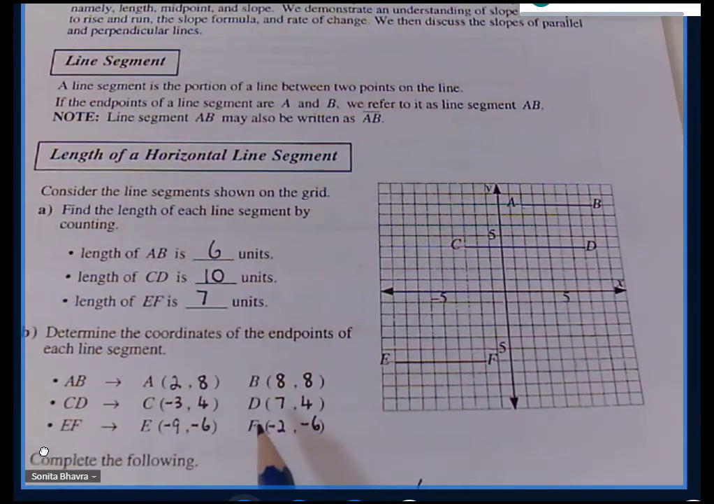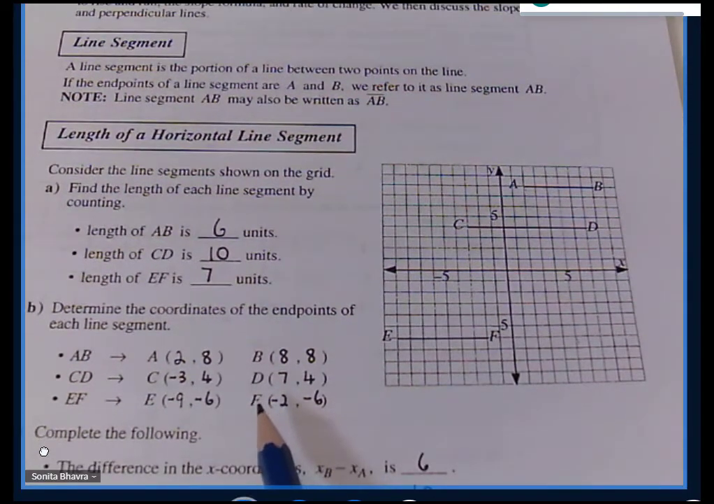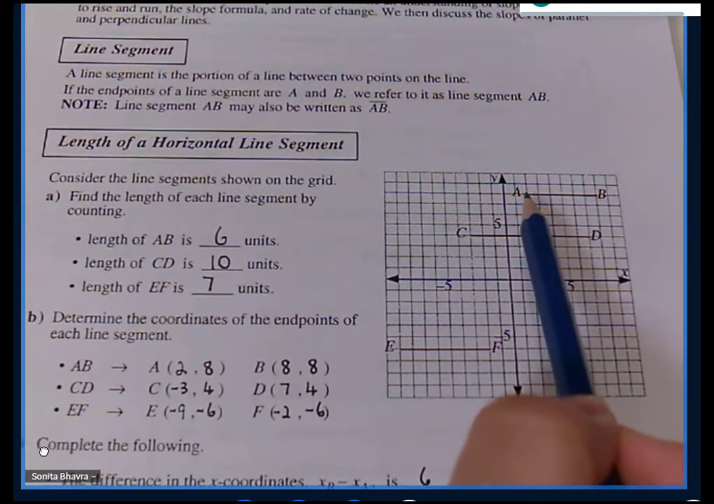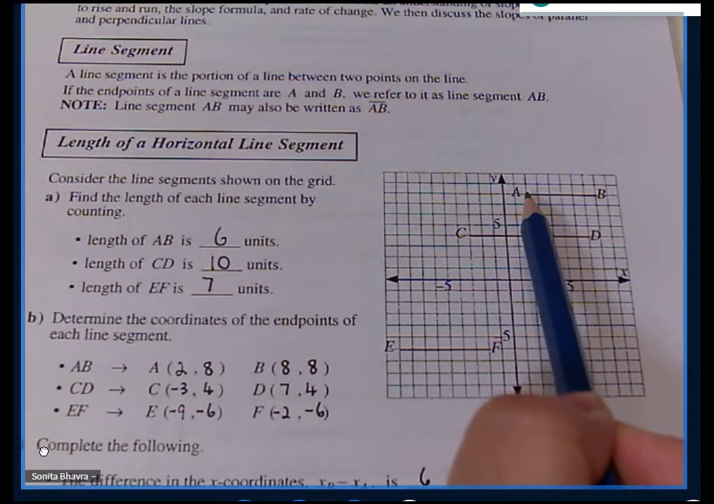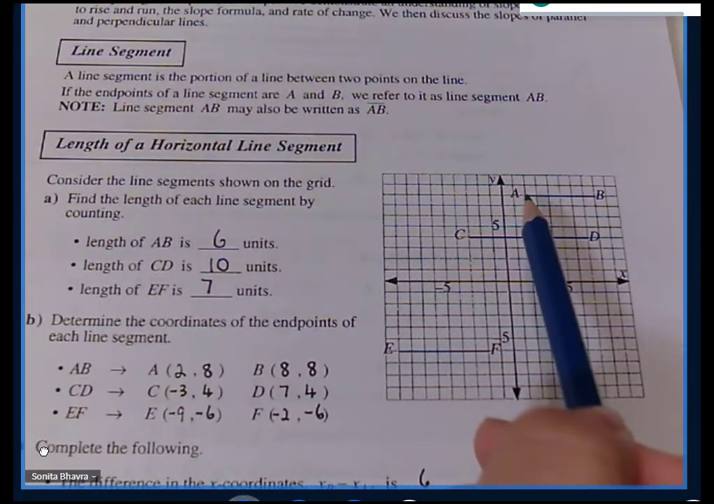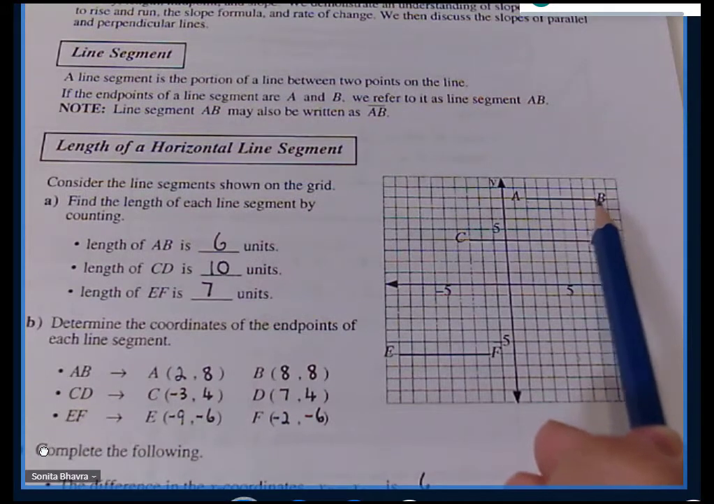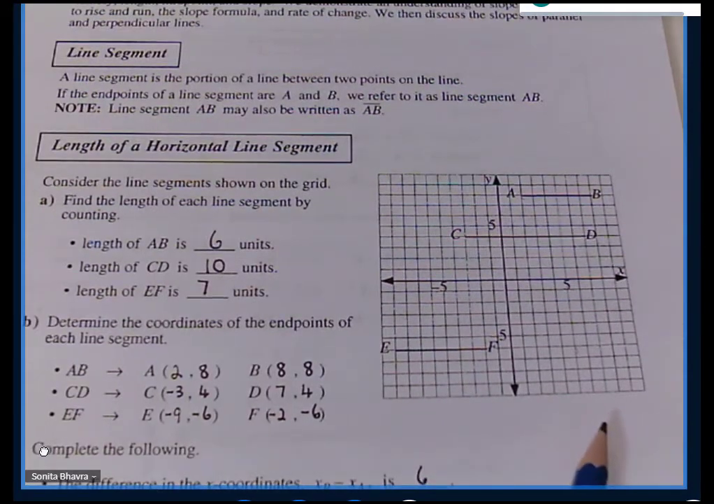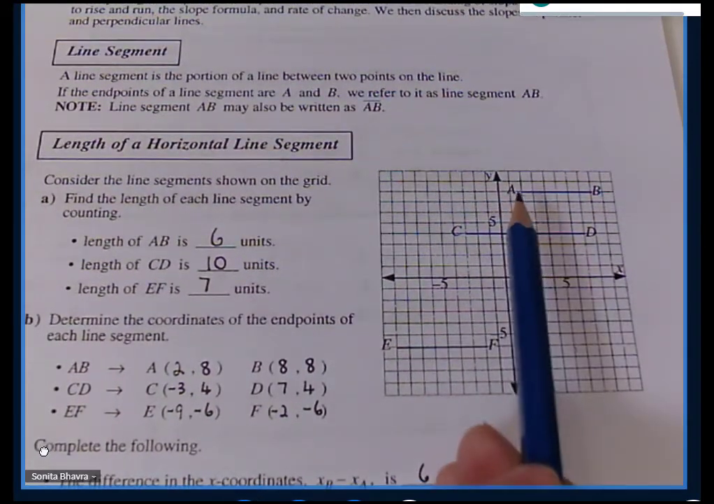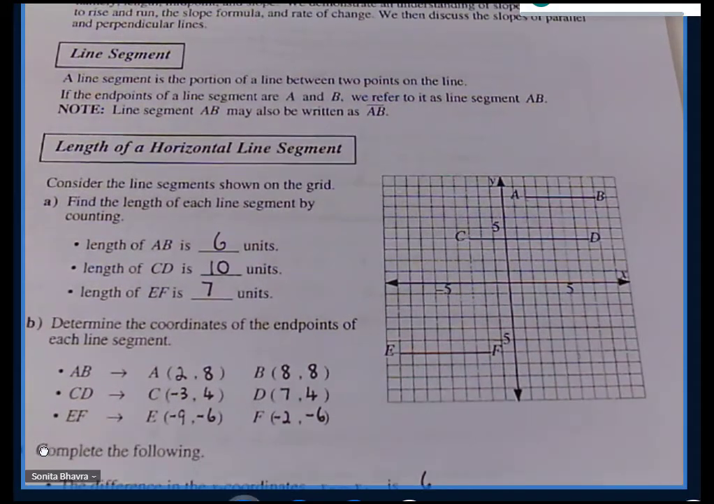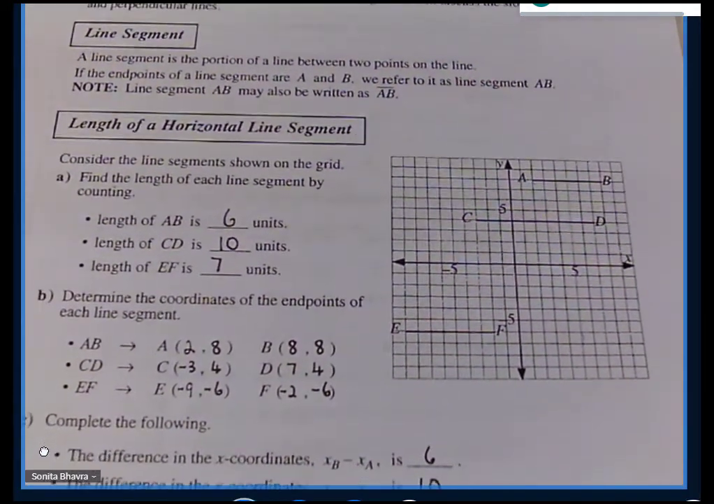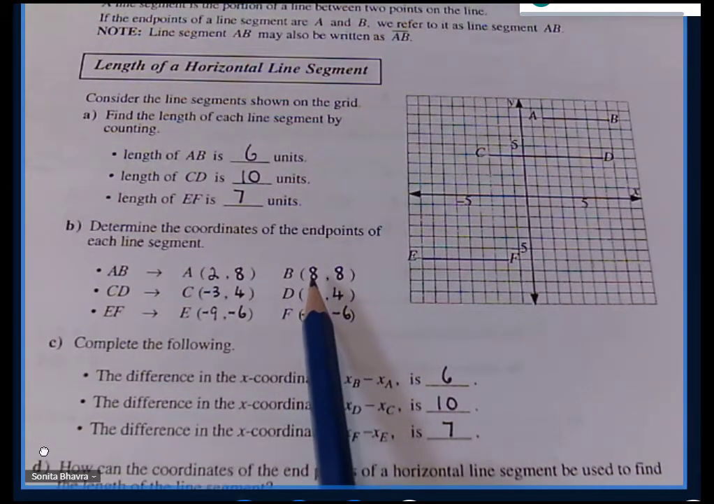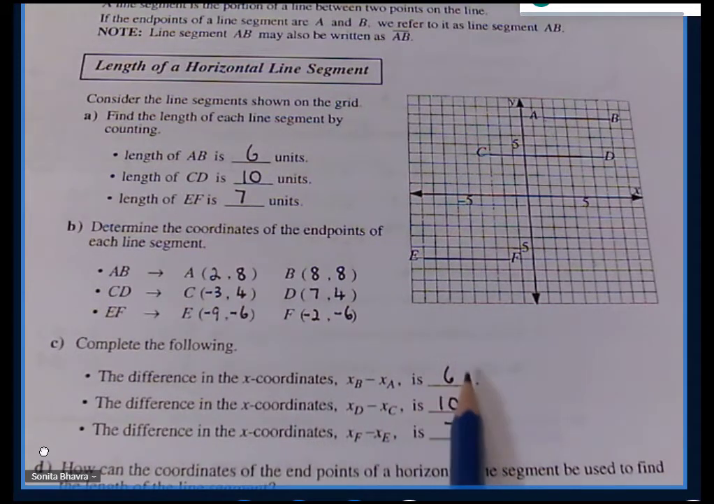Another method you can use is by figuring out the endpoints of each line segment. So for example, the line segment AB, the endpoint A has coordinates of 2 and 8, and the endpoint B has coordinates of 8 and 8. Once you have the endpoints, you can subtract the two x coordinates to get the length of that horizontal line. So if we subtract 8 minus 2, you would get 6.